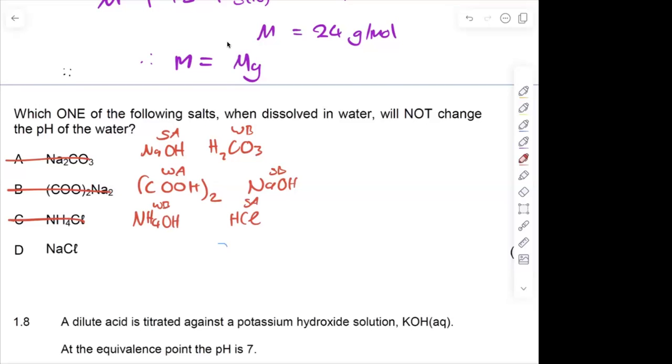And now I've proven to myself why D is the correct one, because Na comes from NaOH, Cl comes from HCl. NaOH is going to be a strong base. HCl is going to be a strong acid. Strong and strong will give me the neutral. That neutral salt is what's not going to change the pH of my water, essentially. So we won't have conjugates coming in and reacting with the water again.